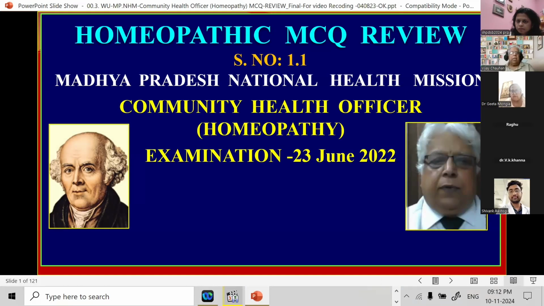Students, the MCQ is serial number 1.1, and the very first time we are dealing with this Madhya Pradesh National Health Mission Community Health Officer Homeopathy Examination. It was conducted on 23rd June 2022.